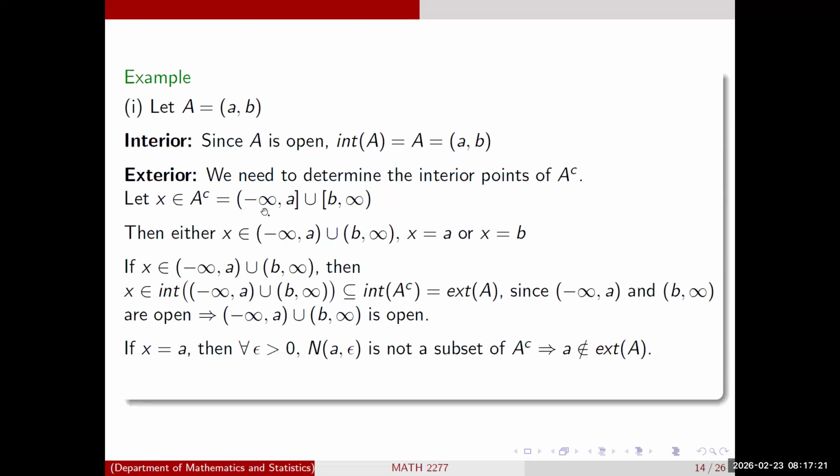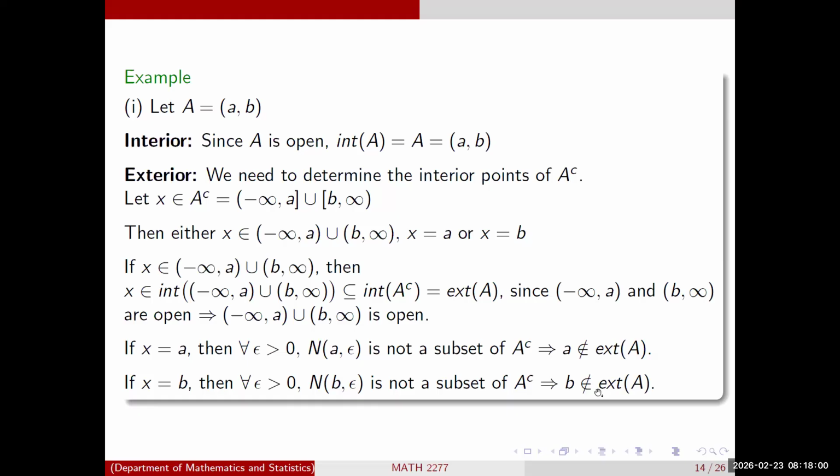Okay, so if you are not an interior point of A complement, then you do not belong to the exterior. Remember that the interior of A complement is the same as the exterior of A. Okay, so A does not belong to the exterior. And in a similar way for B, if X belongs to B, same thing. For every radius you choose, if you put a neighborhood around B of that radius, this neighborhood is not going to be within A complement. So A and B are not exterior points.